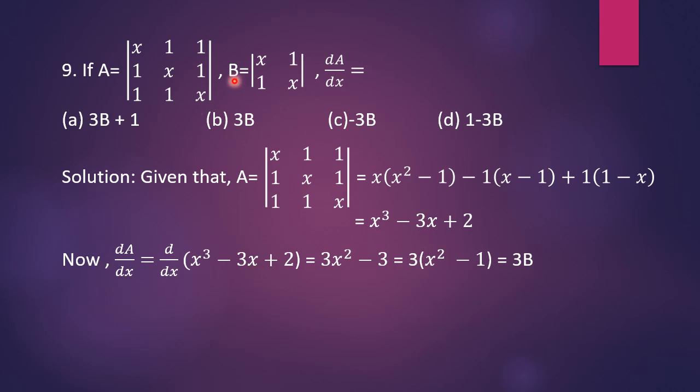If you observe here, B is a 2 by 2 determinant. You know the evaluation of a 2 by 2 determinant, that is multiply the diagonal elements minus multiply the non-diagonal elements. That means the determinant is x square minus 1. So here x square minus 1 is nothing but B here. Therefore the answer is 3B. That is option B.